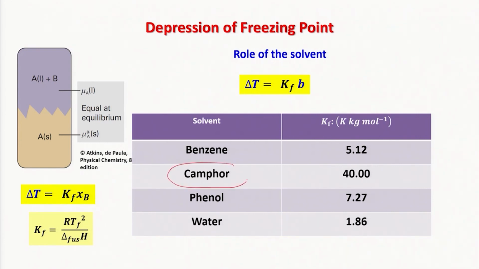And here is a list of Kf values for different solvents, and as you see, in this case camphor provides the largest value of Kf. Therefore, if you would like to have the largest value of depression of the freezing point for a given molality of the solute, this is the solvent that you will choose.